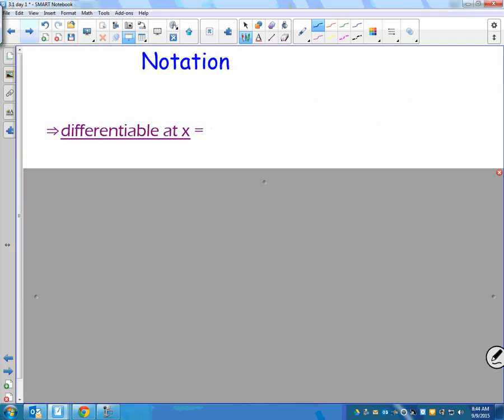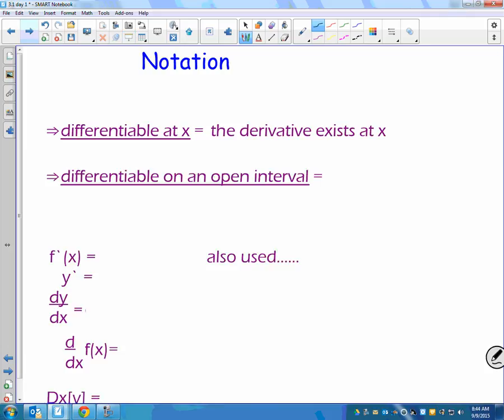All right, here we go. All the things that mean take the derivative, or all the ways of saying it. If a function is differentiable at x, that means the derivative exists at x. So differentiable just means it has a derivative at x. Differentiable on an open interval means that it must be differentiable at every point in that interval. And we're going to spend a lot of time in this chapter talking about when a derivative doesn't exist, because there are times that it doesn't exist, and that causes us problems.